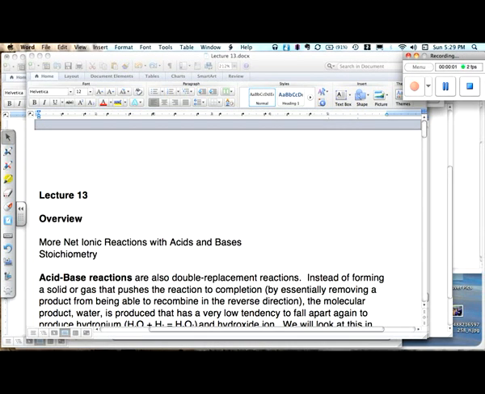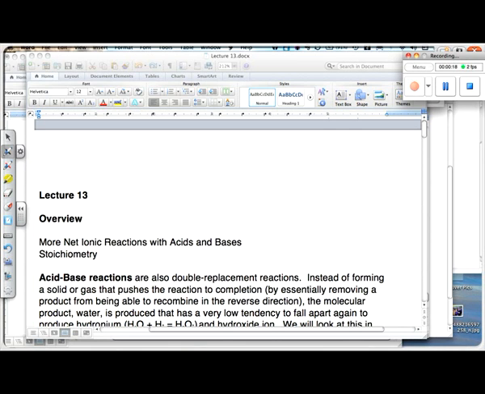Welcome to Lecture 13. We're going to continue with double replacement reactions for the first part of the lecture, and then we're going to move into every chemistry student's favorite topic, and that is stoichiometry, this weird word right here. What we're going to talk about today is still a double replacement reaction, but the driving force for this reaction is a little different from the precipitation reaction.